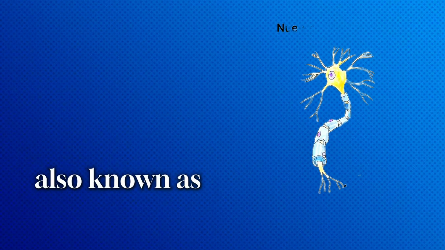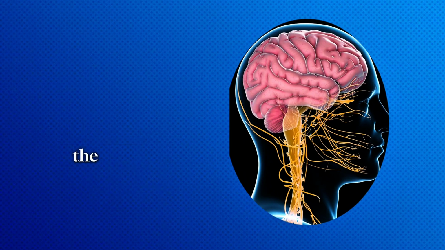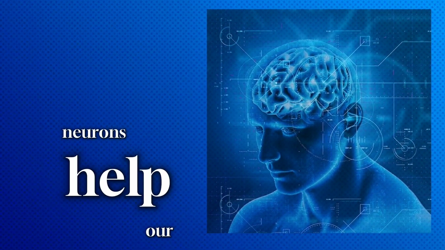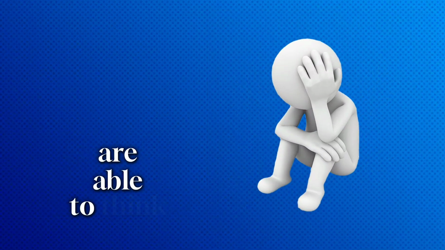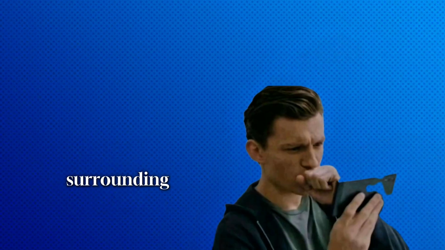A neuron is also known as a nerve cell. It is the basic structural and functional unit of the nervous system. Neurons help our body to send and receive messages. Because of neurons, we are able to think, feel pain, move our muscles, and react to our surroundings.